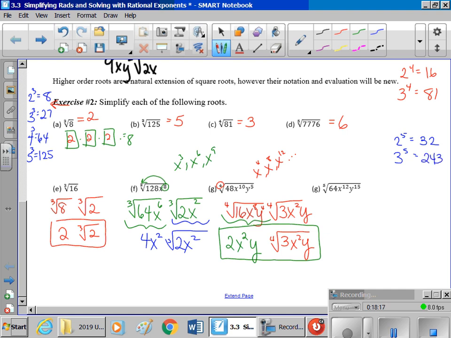All right, so now when we do this, we take that fifth root and say 32 times 2. Remember, the fifth root of 32 is 2. X to the 10th, I have 2 left over. Y to the 15th with no y's left over. So I have 2 x to the second, y to the third, fifth root of 2x squared.